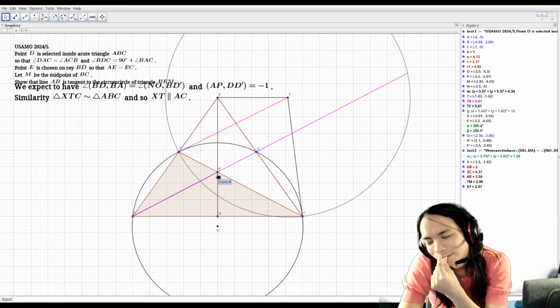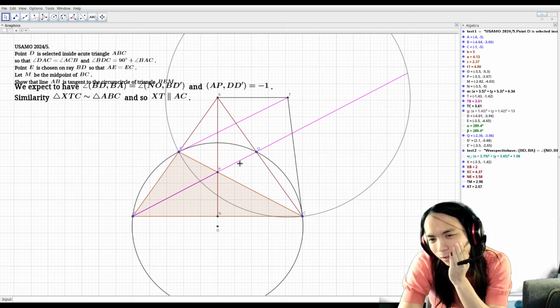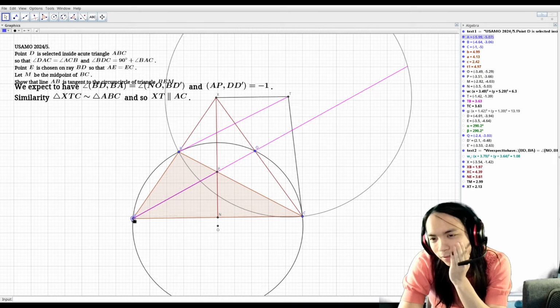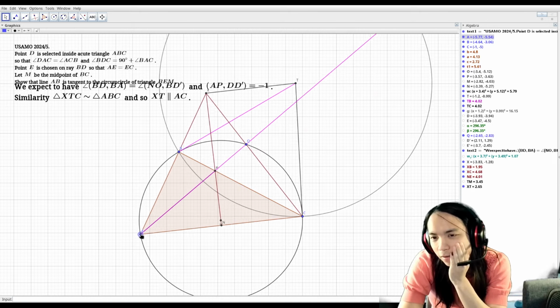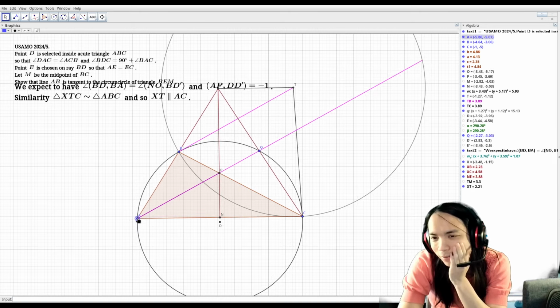Why is this not just... What? So I fixed TB and TC and imagined varying A. Oh, I'm not going to do a very good job of this, but if I fixed TBC and the circle, none of the other stuff should move. So are you telling me that the polar of A is line BC? That's not true. Hang on.